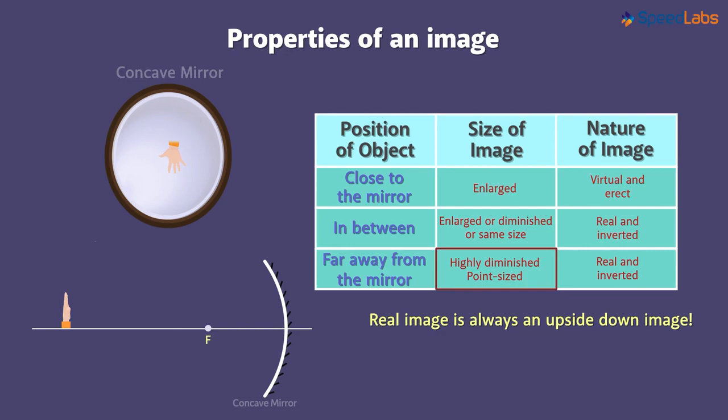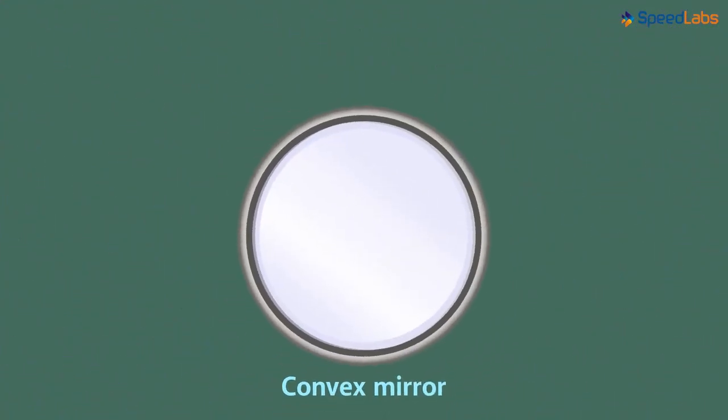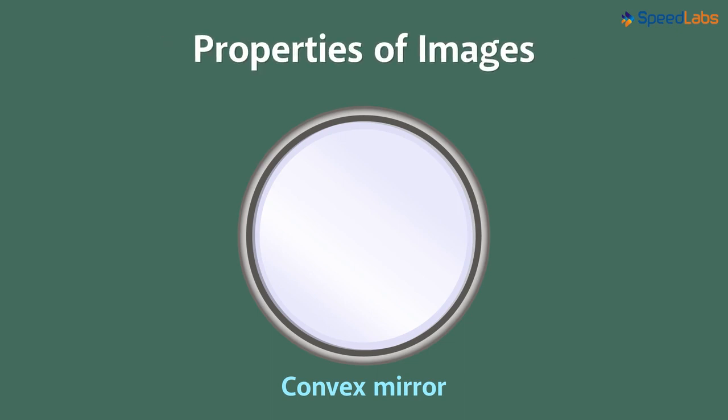But wait a moment. We are not done yet. There is one more spherical mirror remaining, and we will discuss the properties of the images formed in it in our next lesson.